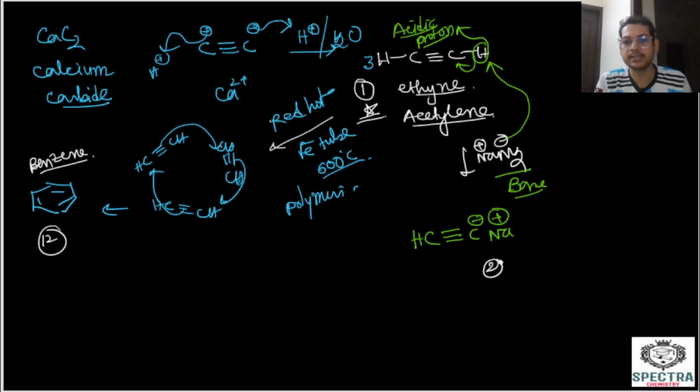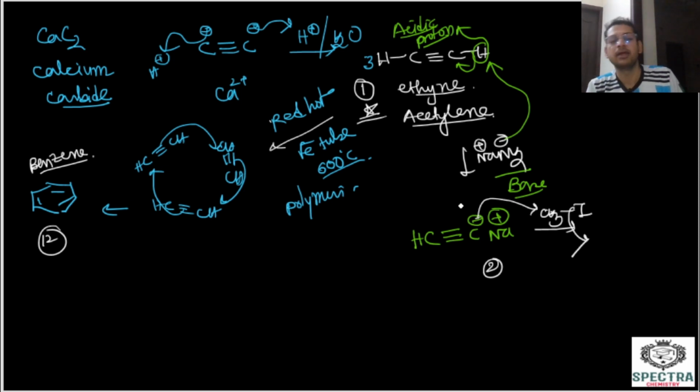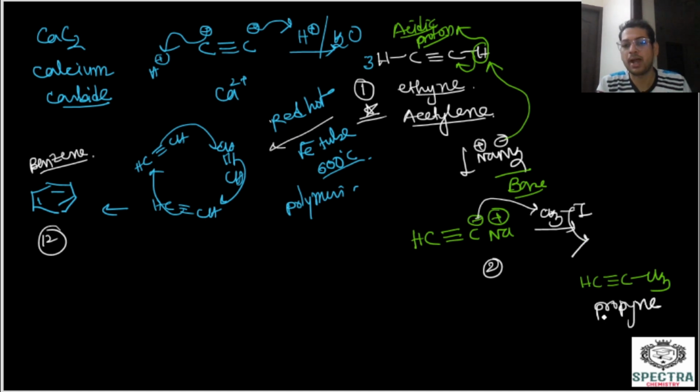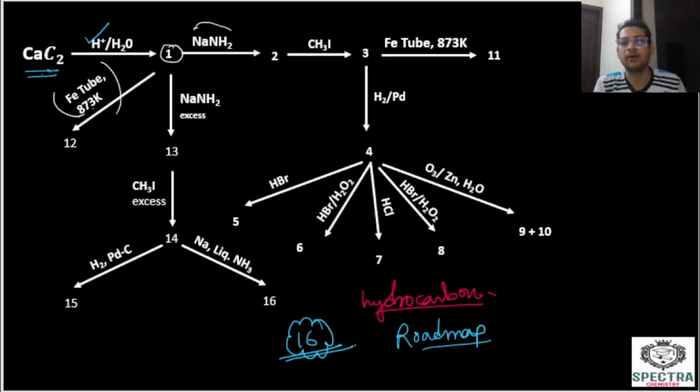Now this is reacted with CH3I. Sir, this negative charge can attack this carbon and I can leave as a leaving group. So if this is the case, then you will get HC triple bond C-CH3. That means this is called propyne, and this is your 3.